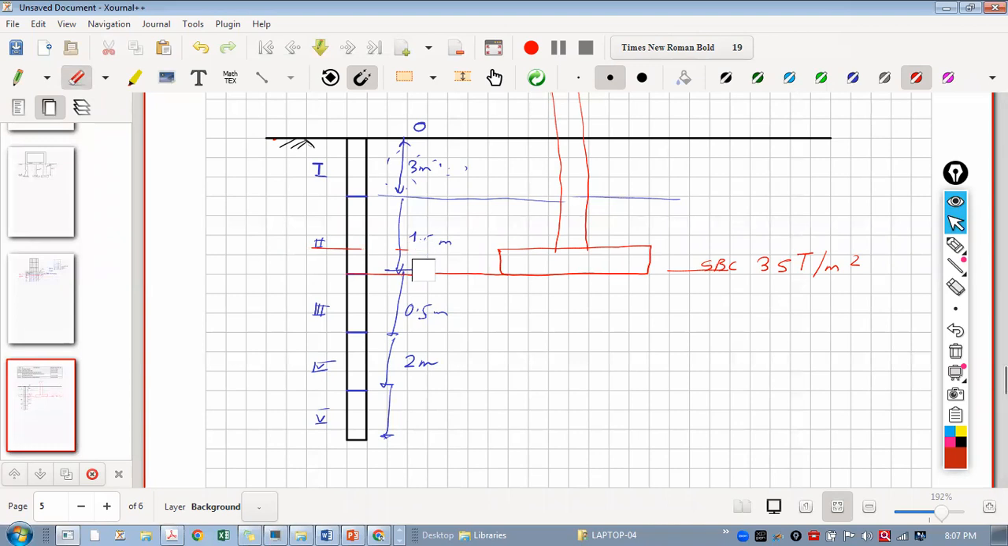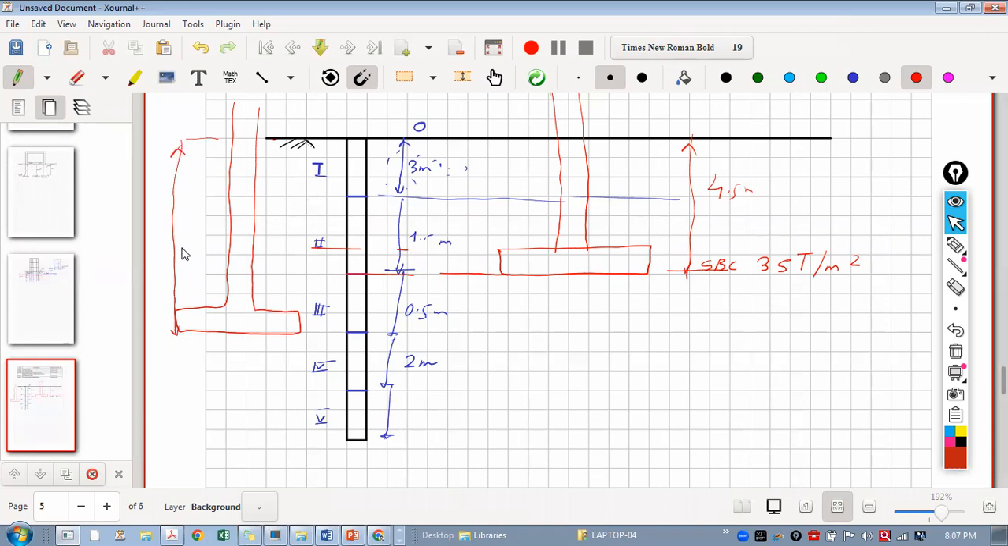I want to go in the third layer, let's say. So my footing will be something like this, at 5 meter level. So this is 4.5. I can ask the geotechnical consultant, please give me the SBC at 5 meter level also, if they are not giving.